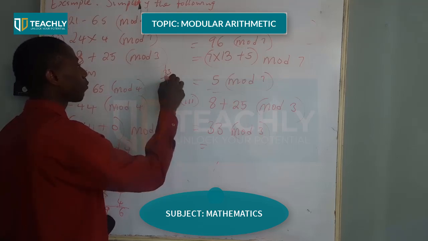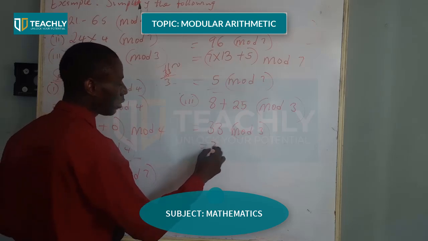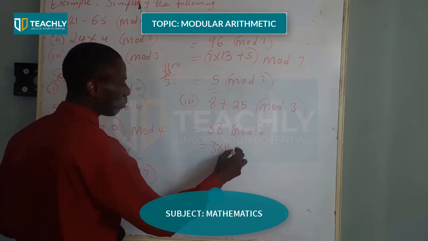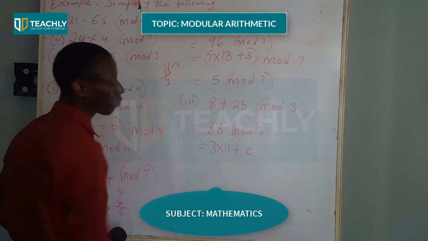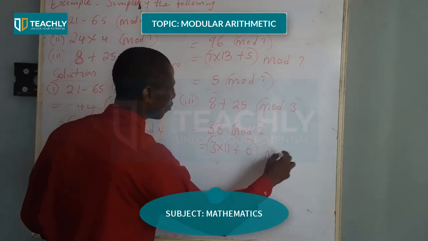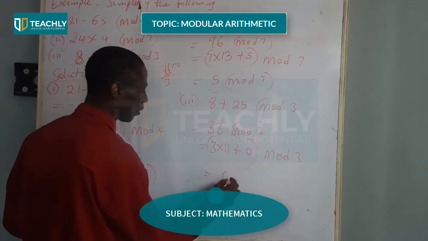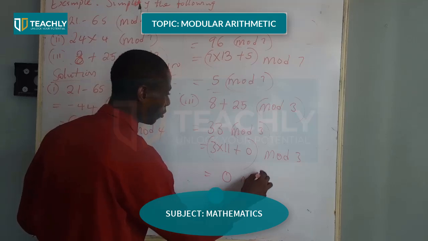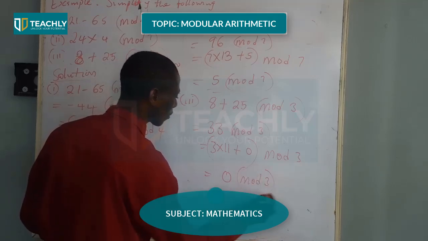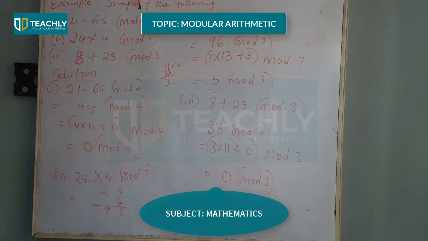3 in 3 we have 1. 3 in 3 we have 1, remaining 0. So it's going to be 3 times 11, remaining plus 0, in modulo 3. So our final answer is this remainder, 0 modulo 3. So that is how to simplify the expression in modulo that we are given.